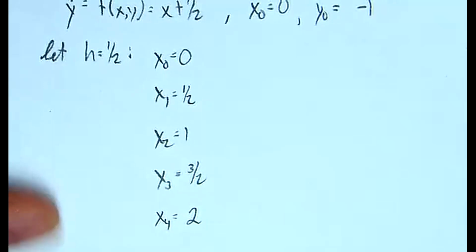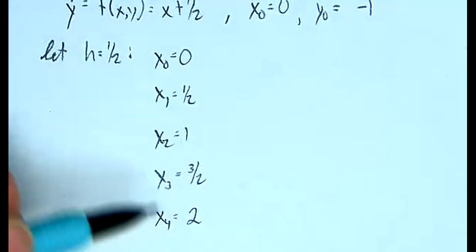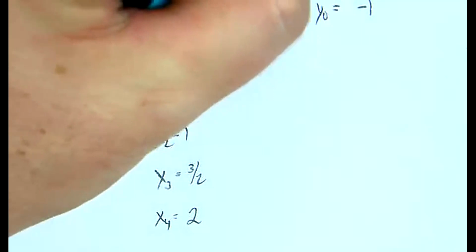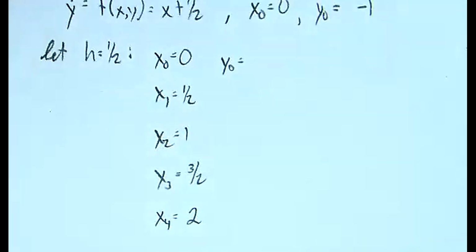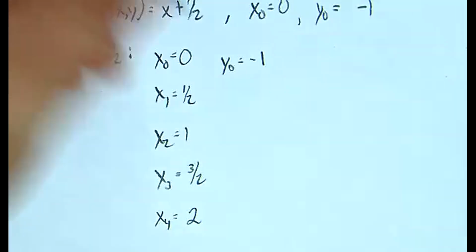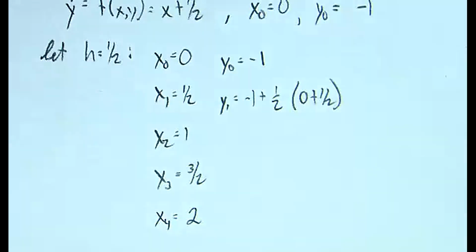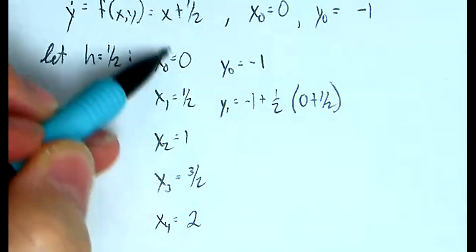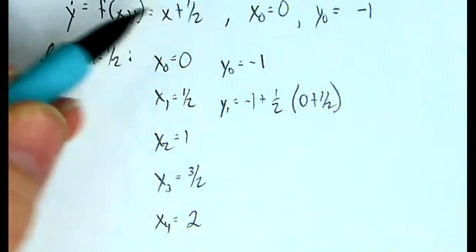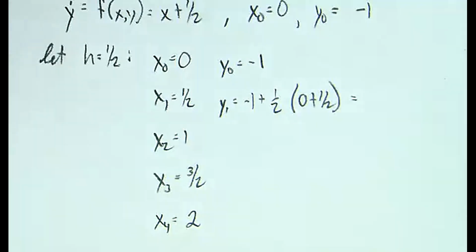So when I make the step size smaller, all I'm doing is making it so that I do more steps, which will make my Fitbit happy. My initial y value is -1. My next y value is going to be -1 plus 1/2 of, now f evaluated at the previous point is going to be 0 plus a half. The previous x value is 0. My function is x plus a half. So -1 plus a half times a half is -1 plus a quarter. -1 plus a quarter is -3/4.